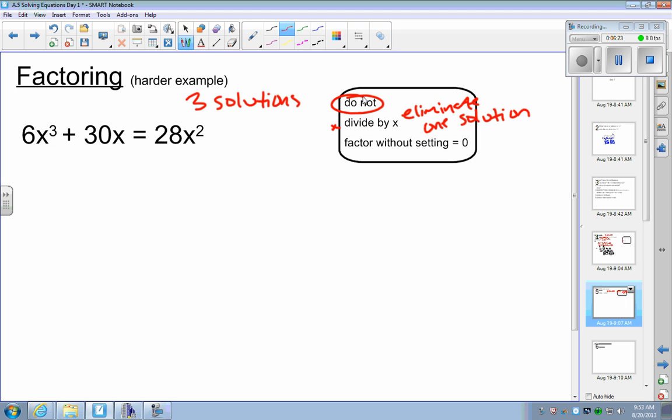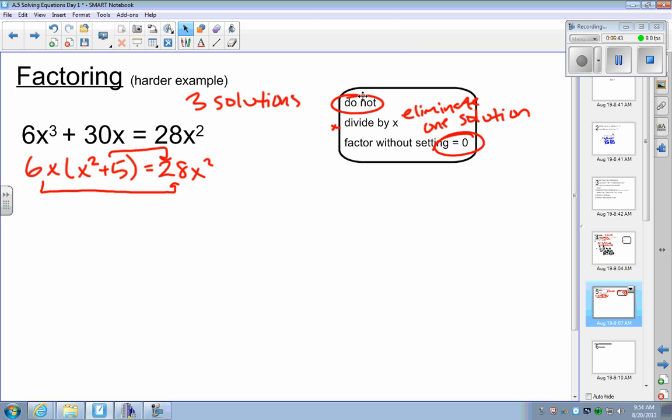So by that I mean going, oh, well, I'm going to pull out a 6x here, so I'm left with x squared plus 5 equals 28x squared. That doesn't do you any good. You can't set this equal to this and this equal to this. Okay, it's not going to work. You want to set it equal to 0. So don't do this either. Okay, set it equal to 0 and see what happens.